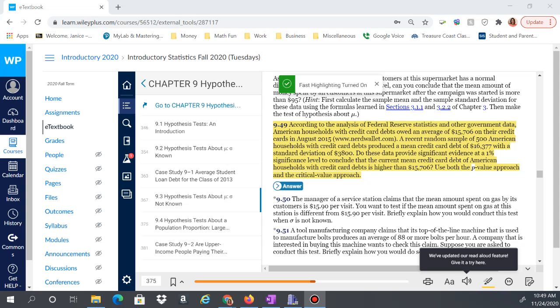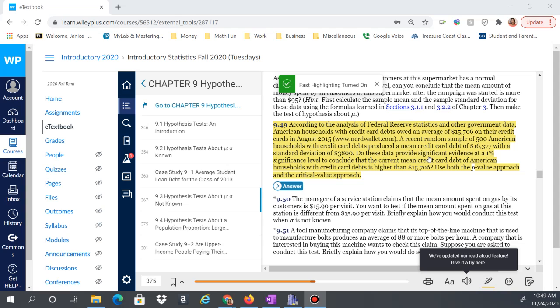All right, so the problem we're doing, we have, according to the analysis of Federal Reserve statistics and other government data, American households with credit card debts owed an average of $15,706 on their credit cards in August 2015. A recent random sample of 500 American households with credit card debts produced a mean credit card debt of $16,377 with a standard deviation of 3,800. Notice that you're given a mean and standard deviation inside the sample.